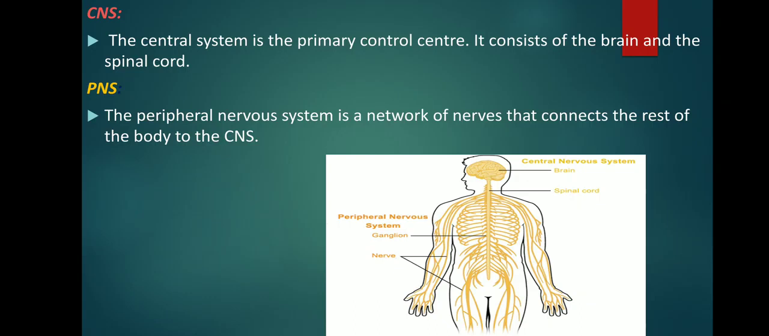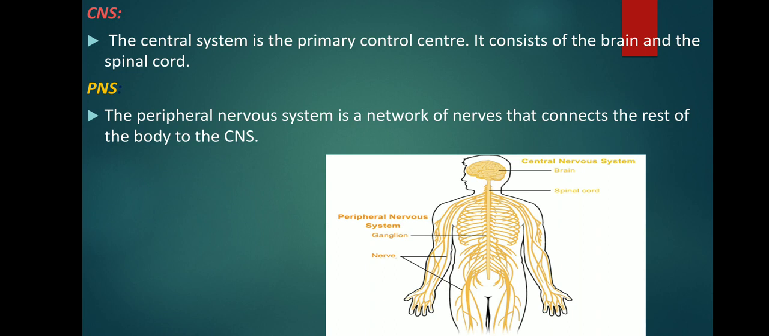And second one, peripheral nervous system, PNS. Your sensory neuron and your motor neuron make up your peripheral nervous system. Your central nervous system is like the coach and your peripheral nervous system is like the team. The coach calls the play, but the team is on the front line of action, and sometimes players have to react on their own.